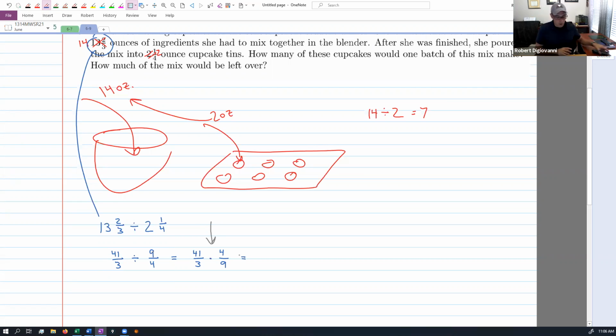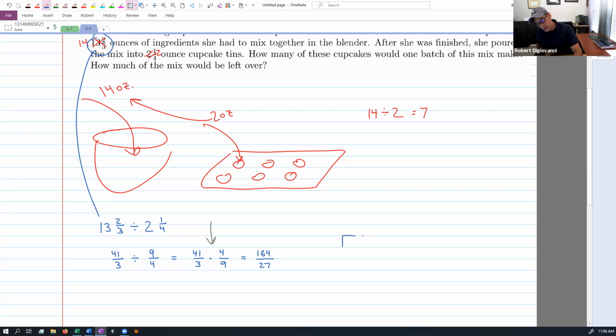And this is where you'd want to have your calculator handy if you can't do the multiplication. So we get, I think, 164 on top over 27, right? And that technically is a correct answer, but it wants to know how many cupcakes, right? So let's now try to convert that back into a mixed number.